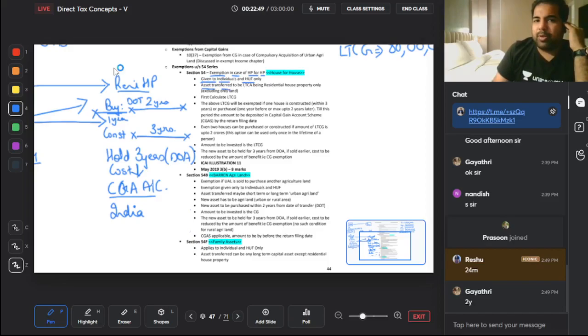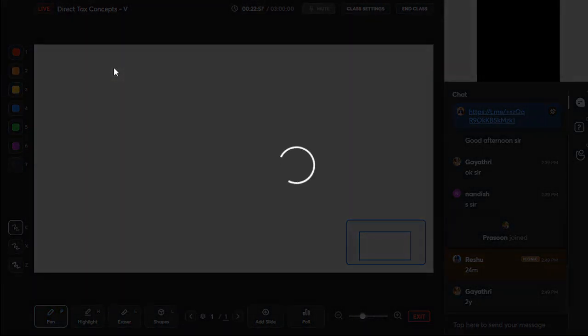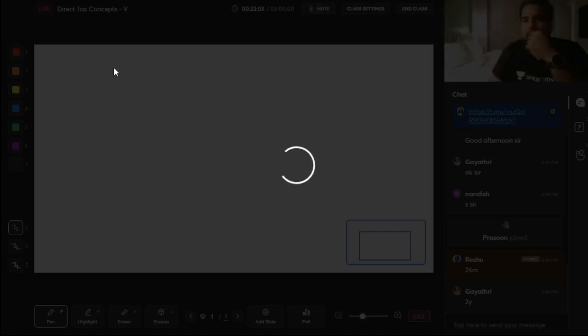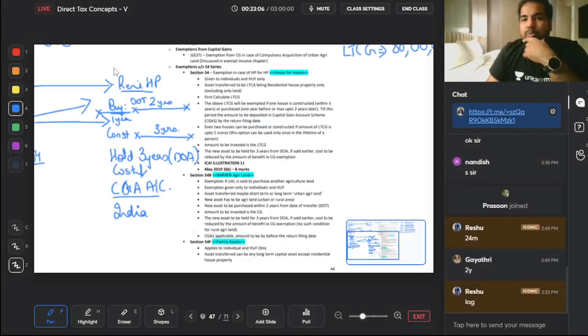Asset value to be long-term capital asset. First calculate long-term capital gain. The above long-term capital gain will be exempted if one house is constructed within 3 years or purchased 1 year before or maximum 2 years later. This period is to be deposited in the capital gain account scheme by the return filing date.